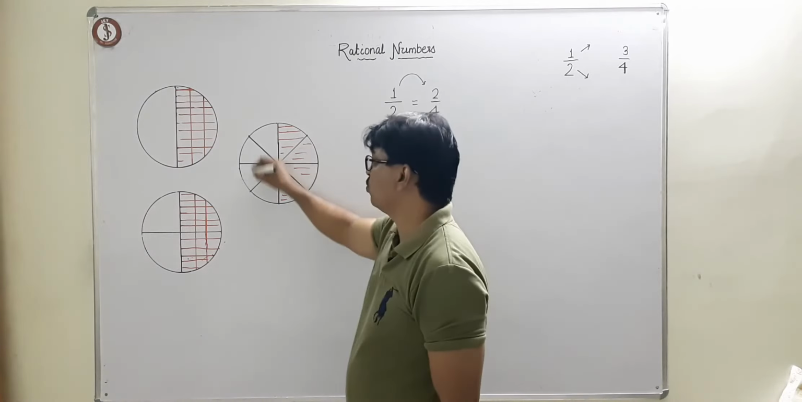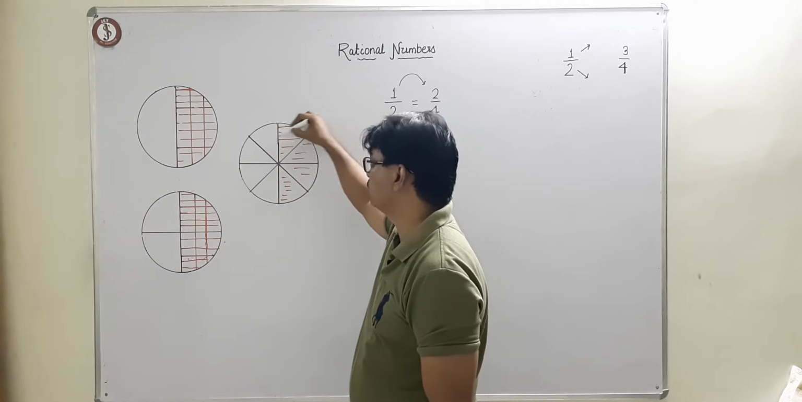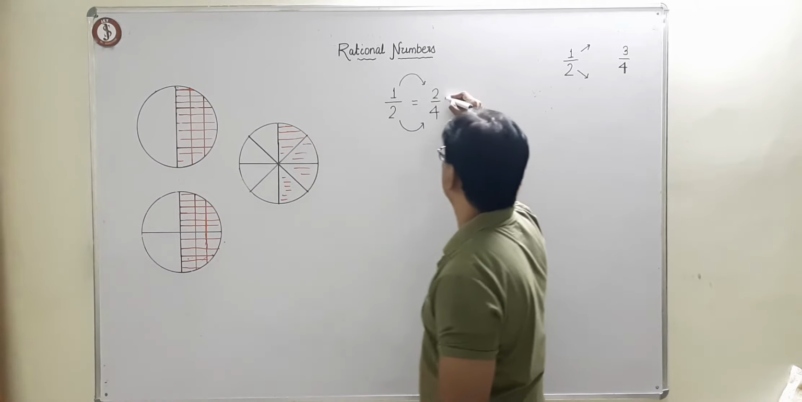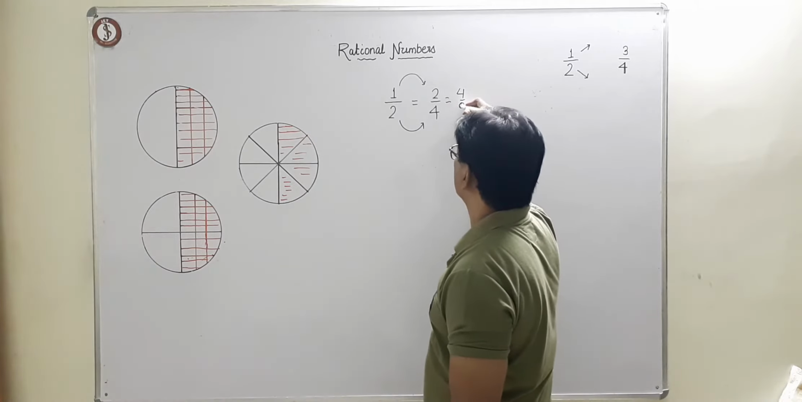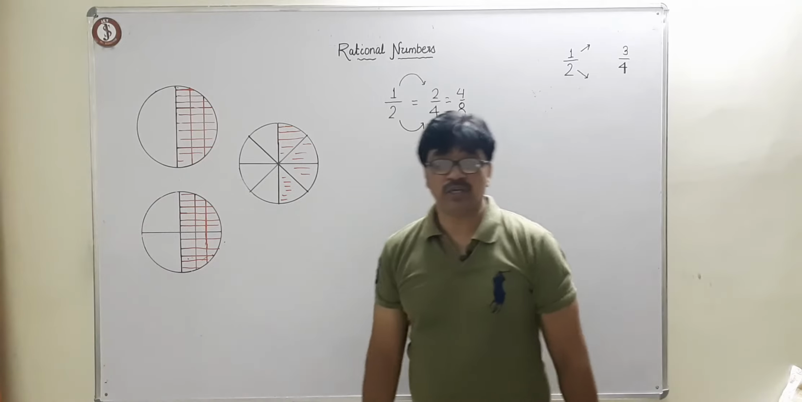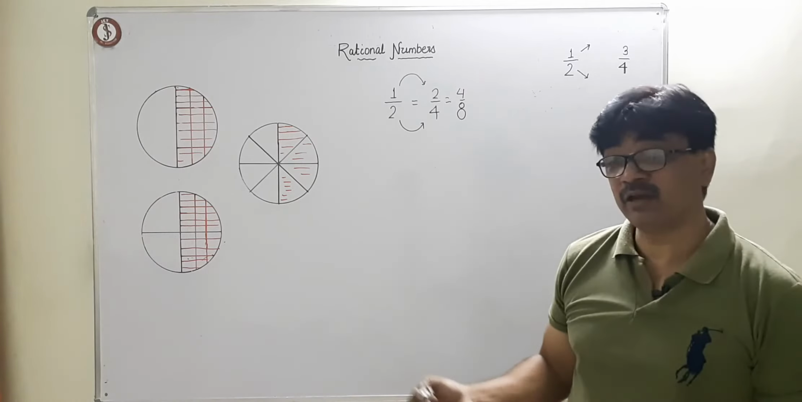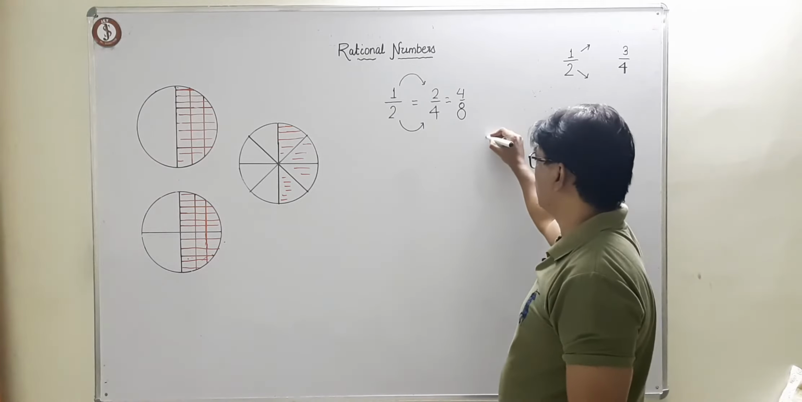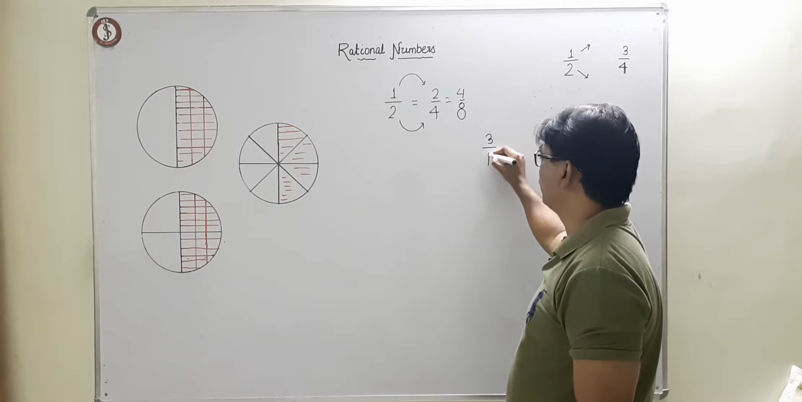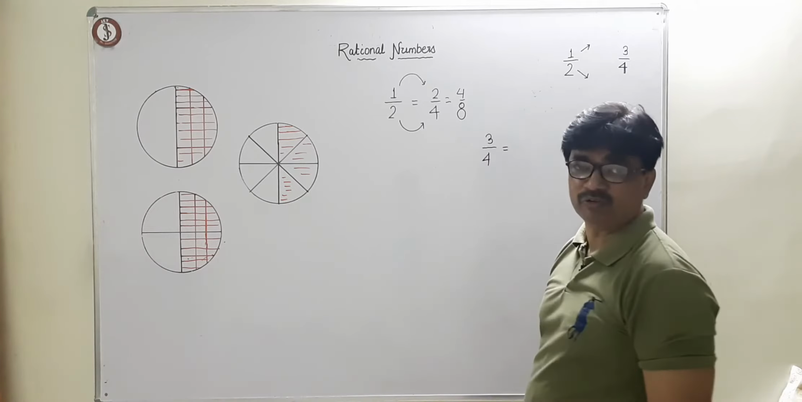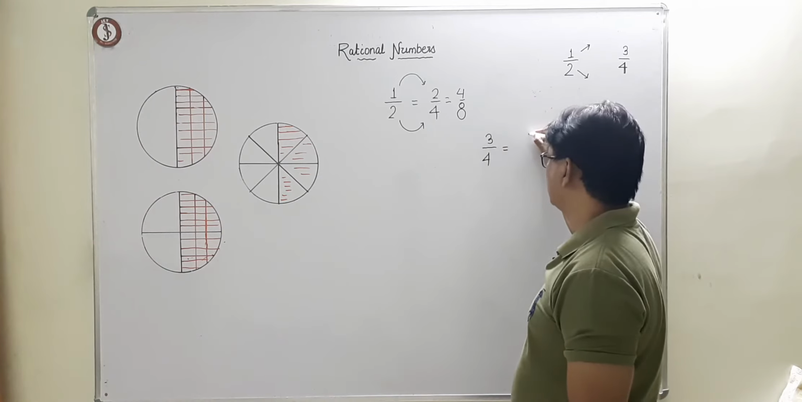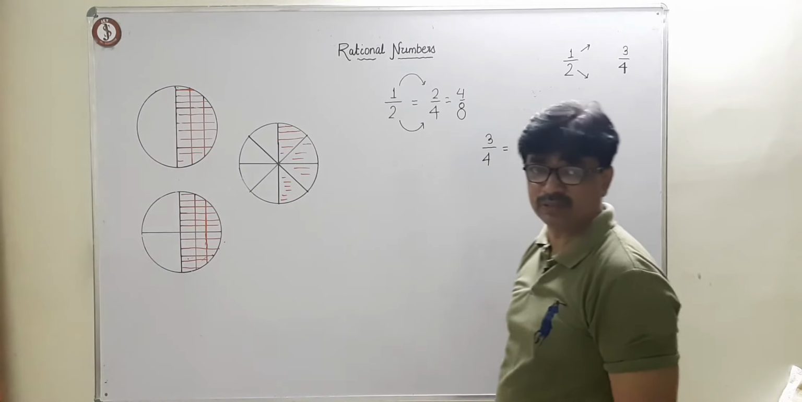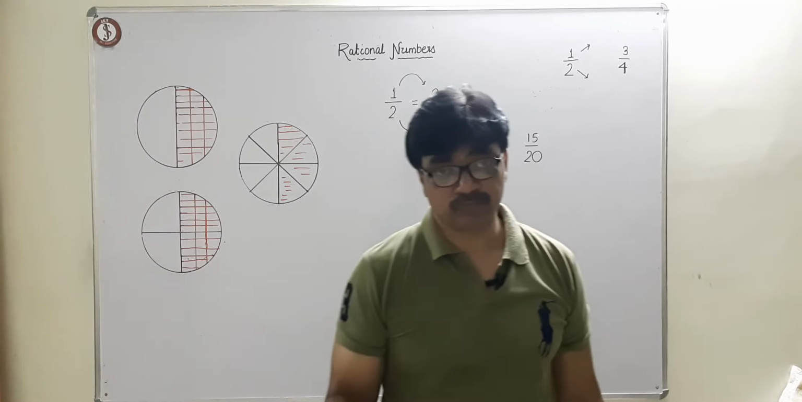Or I divide this whole bread into 8 equal parts, 1, 2, 3, 4, 5, 6, 7, 8, and the shaded portion is 4 out of 8. So this is also the same. So how do we get equivalent fractions? You have to multiply the numerator and the denominator by the same number. Say for example, I can write 3 by 4 and multiply it by 5. So 3 5s are 15 and 4 5s are 20. They tell you the same thing, isn't it?